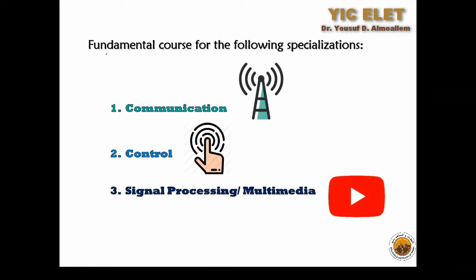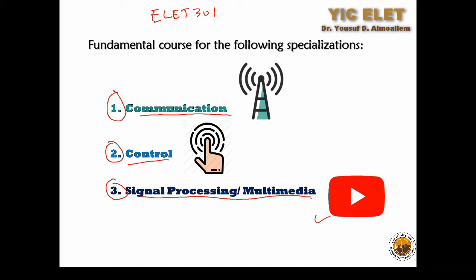As a fundamental course, ELET301 lays down very fundamental subjects and concepts in a few fields of electrical engineering specialization. The first one is communication. So you need this course to understand and work on communication. Again, you need this course to work with control systems, and finally signal processing and multimedia systems.